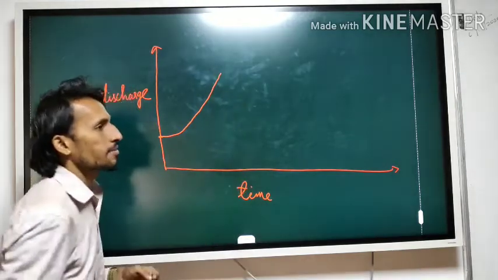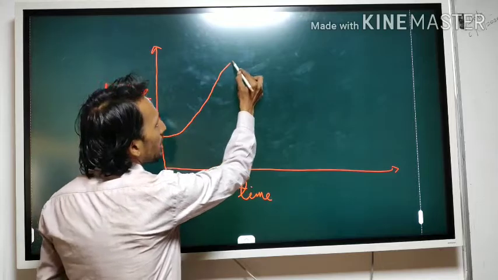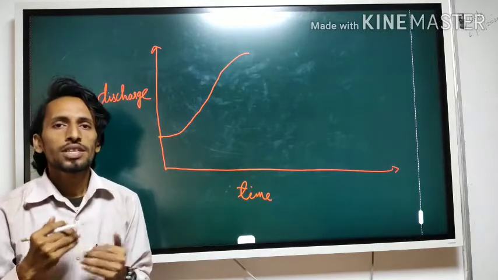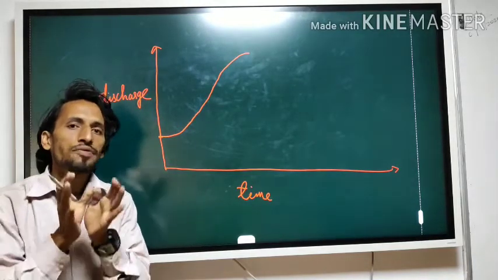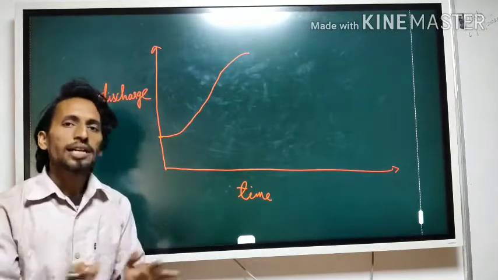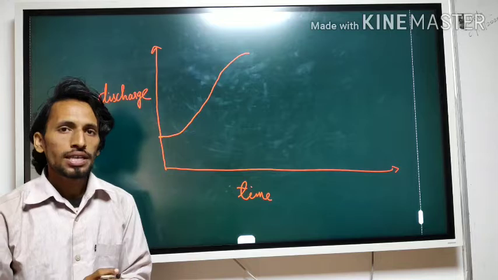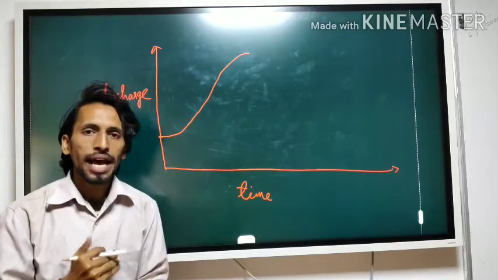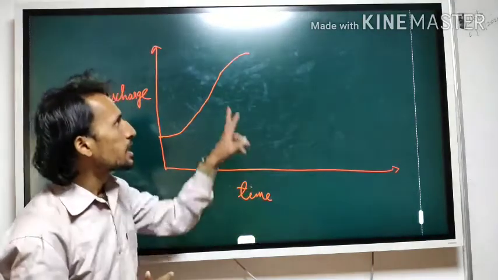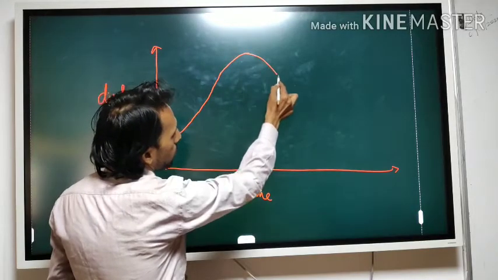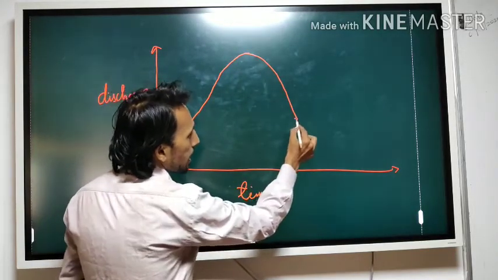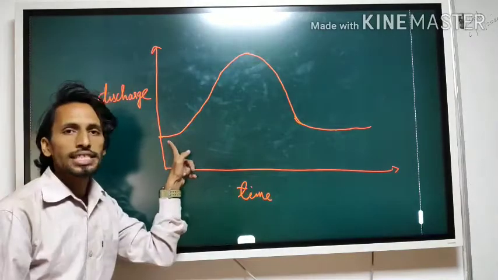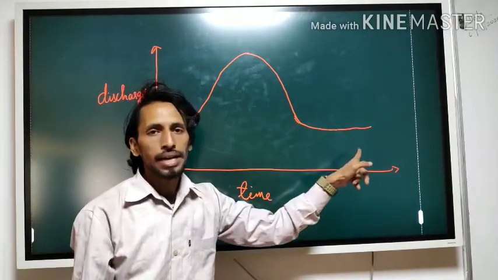It will start rising, and after a certain point, when rainfall stops, what will happen? Discharge values will simply start decaying. It will start decreasing. So after some time, when rainfall has stopped, this discharge will again fall down, and again a constant value of discharge will be maintained. Initially जो discharge था वही discharge finally भी maintain हो जाएगा.